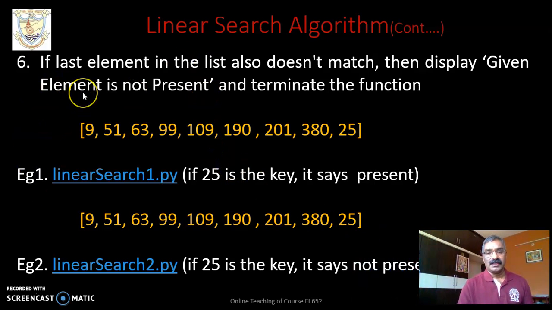Then the last step: if the last element in the list also does not match the search element, then display "given element is not present" and terminate the function. So the operation here is, after comparing all elements, you come to the last element. Even the last element does not match the search element, then display "given element is not present" and terminate the function.